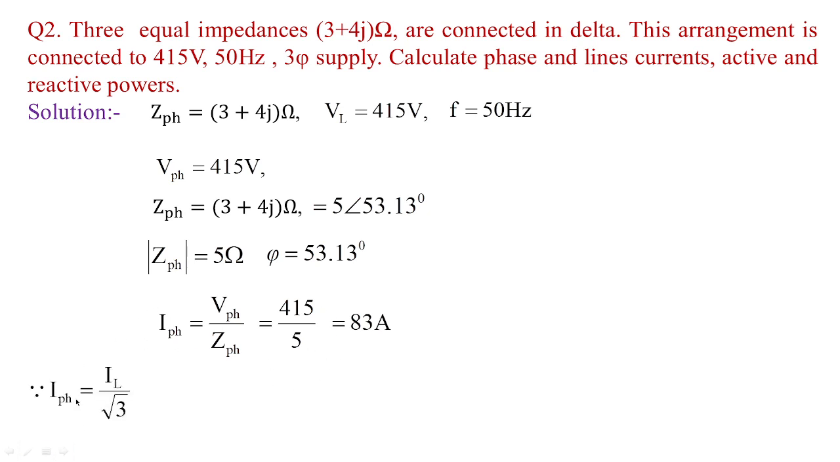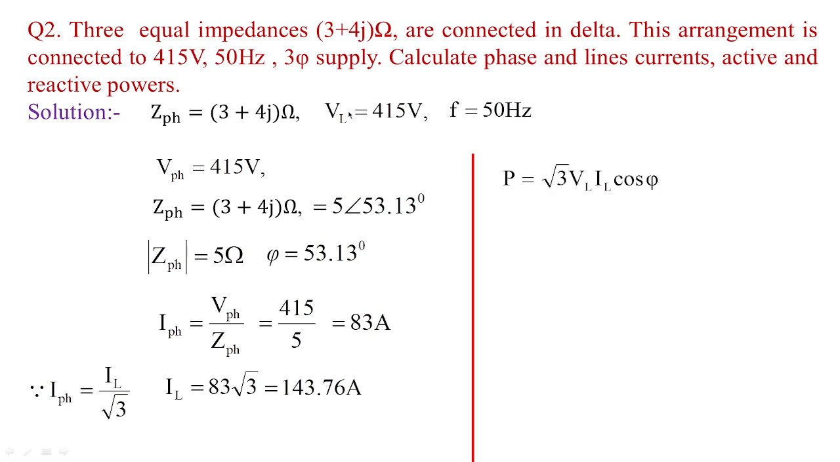Now in a delta network, since I phase is equal to IL by root 3, IL is equal to 83 root 3 times. This value will be equal to 143.76 amperes. So line current is obtained. We know the value of line voltage, so we can calculate the power.